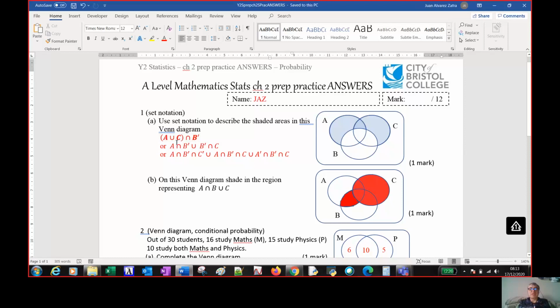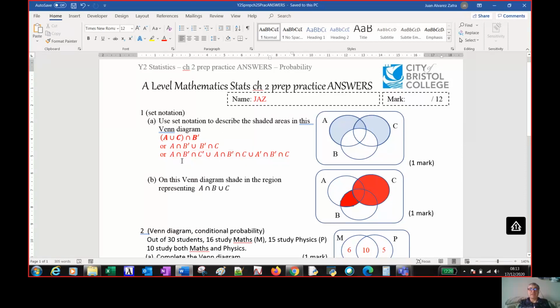So oring is union, which basically means we shade in A plus we shade in C, and then intersection means the overlap. So the overlap of not B, so being outside B and being inside A or C. So that's the expression that I would hope to get. But there are other ways of doing it.